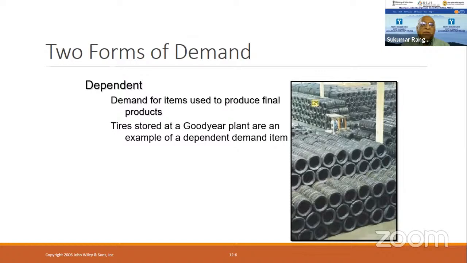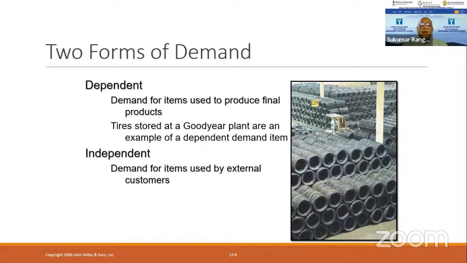Here he gives an example of tires which are stored in a Goodyear plant. Dependent, because how many tires to produce was already given by the master production schedule and the marketing department. So they are not bothered about what happens after it is produced. It is for these people to transport it, sell it, and all that based on the demand. So as far as the manufacturing unit is concerned, this was a dependent demand, and we have produced as per the demand which was projected.